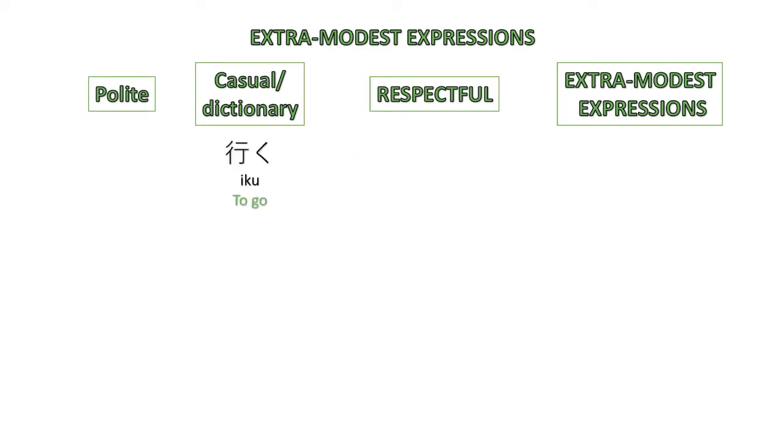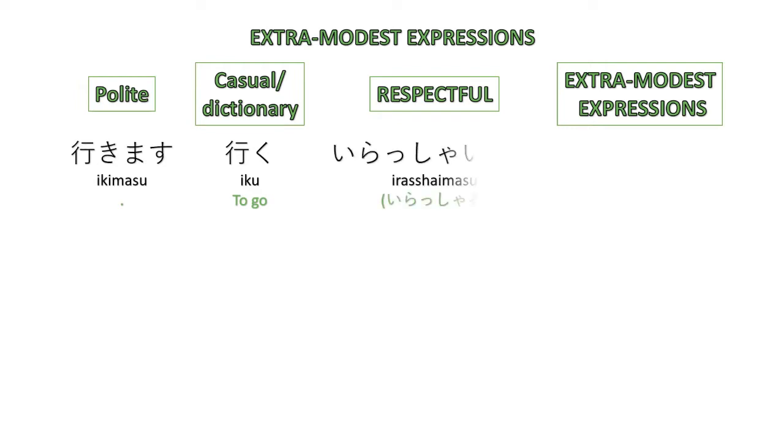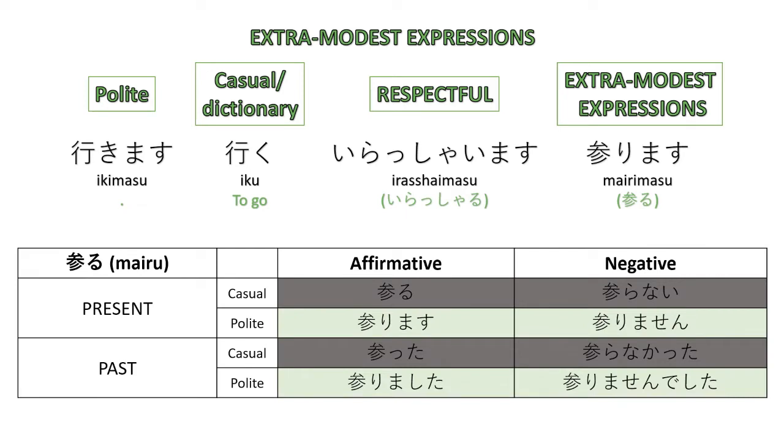So we have the next, iku. Iku, its polite form, ikimasu, respectful, irashaimasu, and its extra modest is mairimasu, the masu form of mairu. So these are the conjugations: mairimasu, mairimasen, mairimashita, mairimasen deshita.